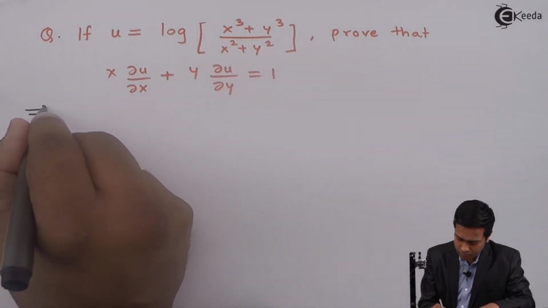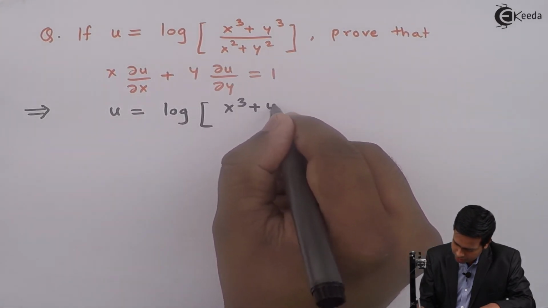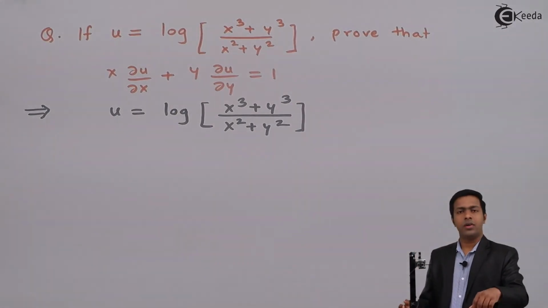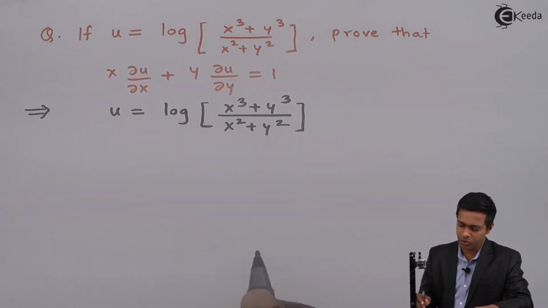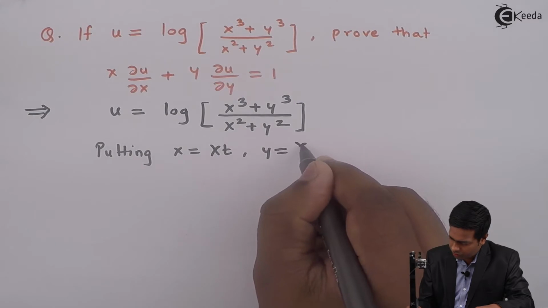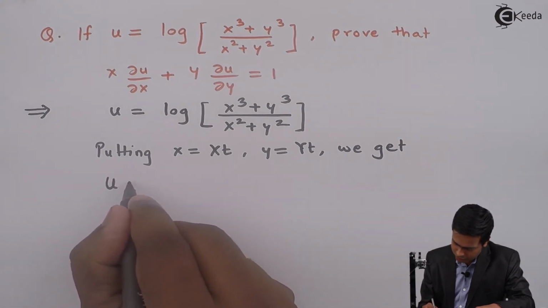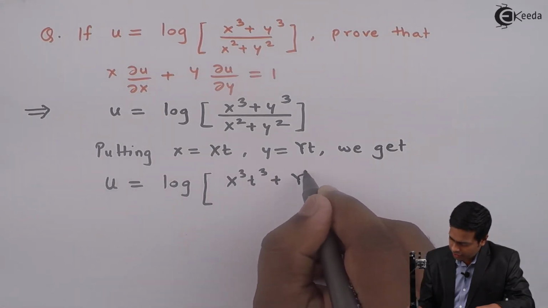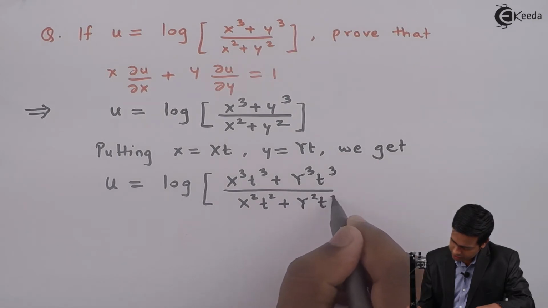So here I'll say u is equal to log of (x cube plus y cube) upon (x square plus y square). Now to prove that u is a homogeneous function, we have to put x equal to xt and y equal to yt. So putting x equal to xt, y equal to yt, we get u is equal to log of (x cube t cube plus y cube t cube) upon (x square t square plus y square t square).